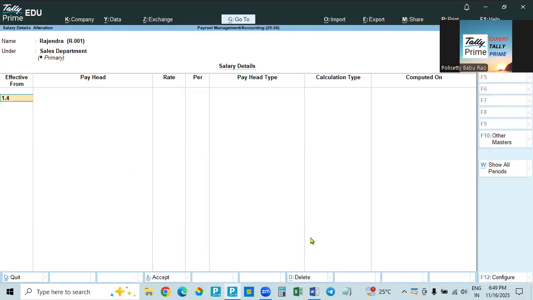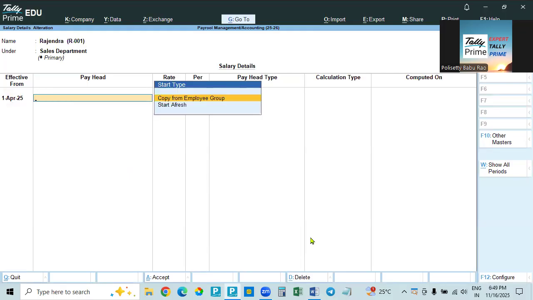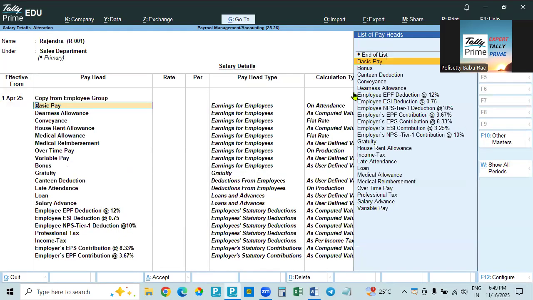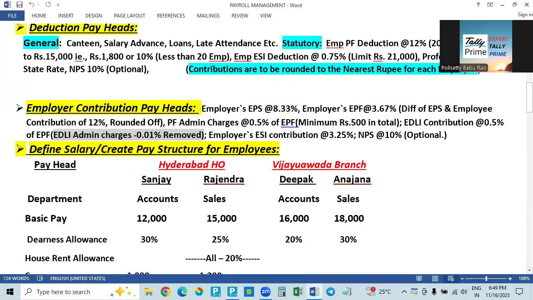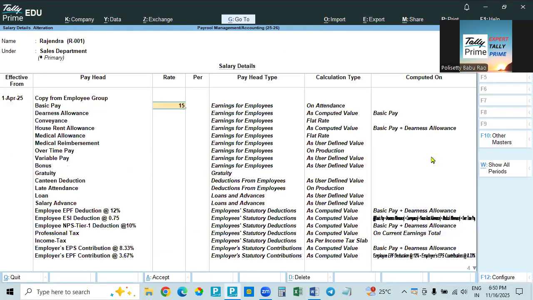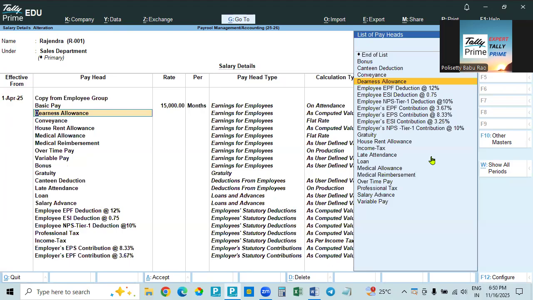Rajendra, 1425. Again, from the employee group, previously it was shown as parent group because of the accounts department. This person is in the sales department, but we defined the pay structure in the accounts department. If you click the group, it will show which department we defined, accounts department. Now everything is there. For Rajendra, basic pay is 15,000.